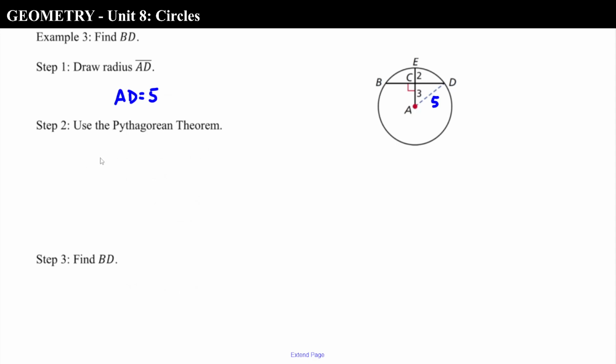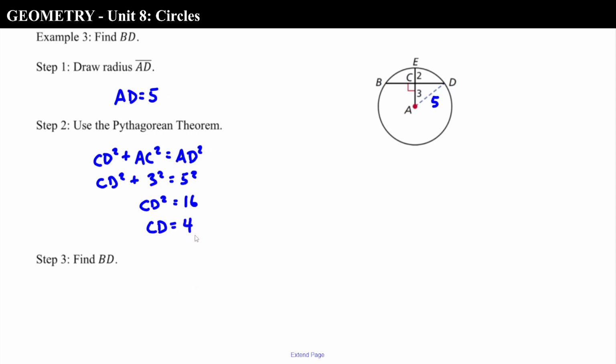So we have CD squared plus AC squared is equal to AD squared. CD is what we're looking for. So CD squared plus 3 squared equals 5 squared. So CD squared is going to be 16 because 25 minus 9 gives us 16. So CD is going to be 4. And it's only going to be positive 4 because we can't have negative length. In this case, CD is a length, so it has to be the positive length.